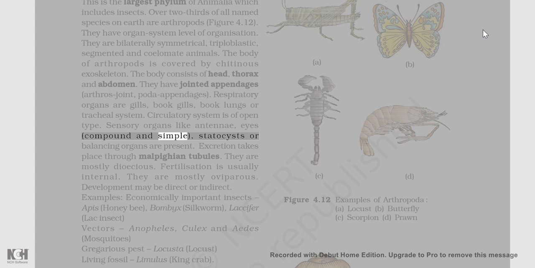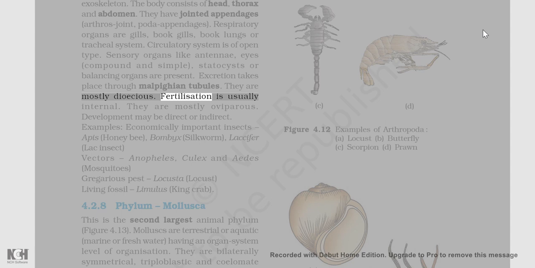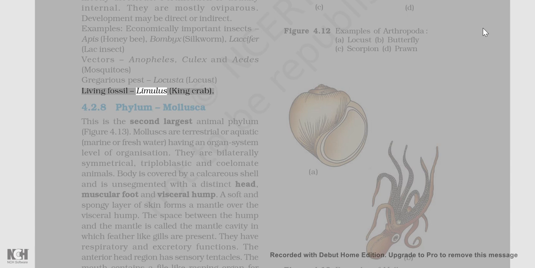Excretion takes place through Malpighian tubules. They are mostly dioecious. Fertilization is usually internal. They are mostly oviparous. Development may be direct or indirect. Examples: economically important insects: Apis, honeybee; Bombyx, silkworm; Laccifer, lac insect; vectors: Anopheles, Culex, and Aedes, mosquitoes; gregarious pest: Locusta, locust; living fossil: Limulus, king crab.